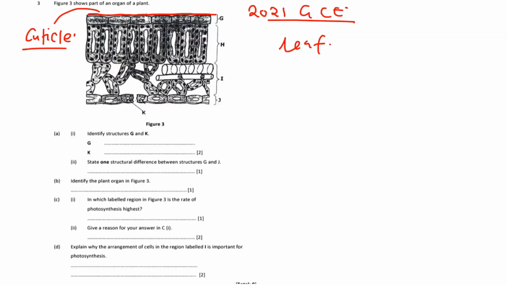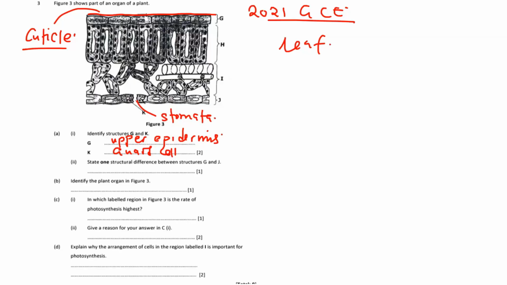Okay, what about G? This next part here is called the upper epidermis. So G is the upper epidermis, which means there's also a lower epidermis. Then what about K? So K, where is K? K is right here, and there's an opening between. The cells that form this opening are called guard cells. So that one is called the guard cell. Now this opening, just to name it, is called the stomata.